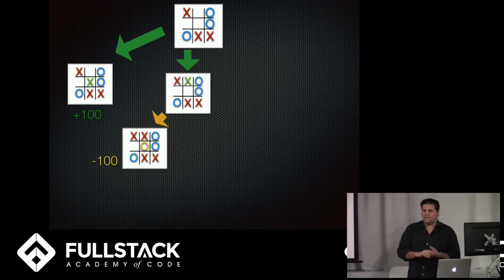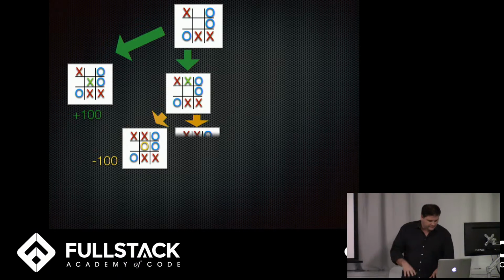From O's perspective, he wants to give X the hardest time possible. So he has 2 choices to make, right? Because X already took the top square. So the first one is in the middle. And again, the order is not important here. It's going to do all of them. It sees that it wins now. So that's a negative 100, which is, again, from X's perspective, because it's X's turn.